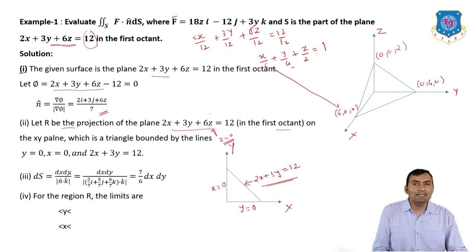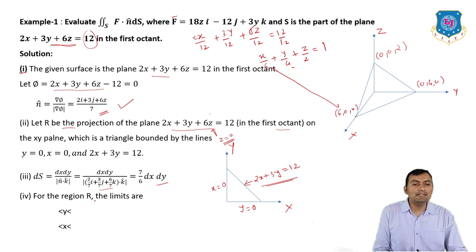So ds can be written as dx dy divided by mod of n cap dot k cap, where n cap is the unit normal vector to the given surface that we have obtained here. Let us replace it over here, and k cap is what? Since we are taking the projection on the xy plane, perpendicular to it we have k cap. Now just take the dot product. You will get only 6 by 7 in the denominator. So the denominator of the denominator becomes the numerator, and we will have 7 by 6 dx dy. So this is our ds.